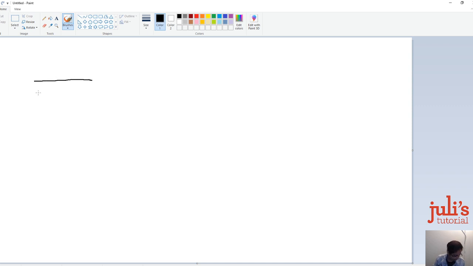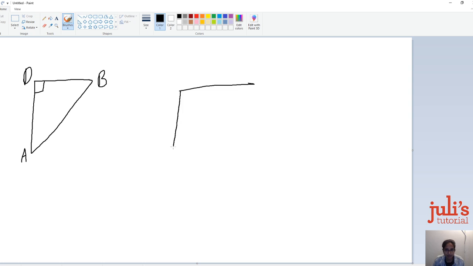So we have ADB. This is A, this is D, and this is B. And angle D is my right triangle. And we have another one that's a little up, just upside down. But remember what I said, even if they're upside down and reflected, they can still be similar. And this is a right triangle, E, and this is B, and this is C.